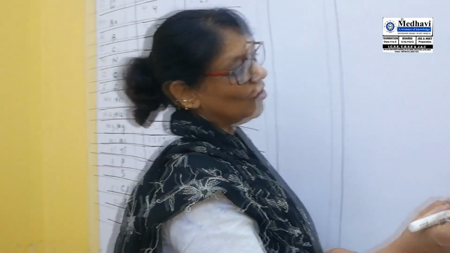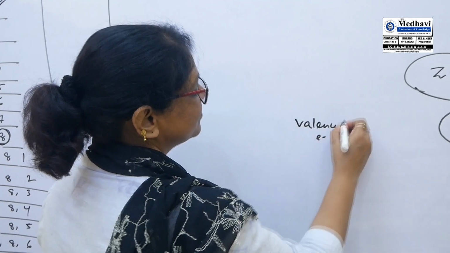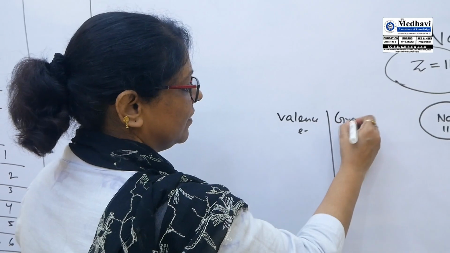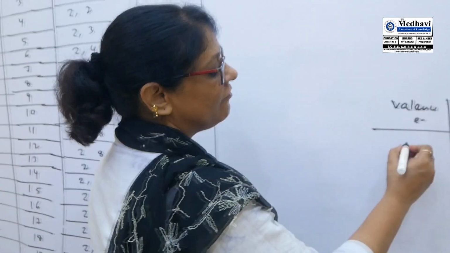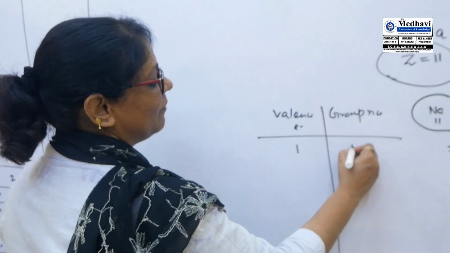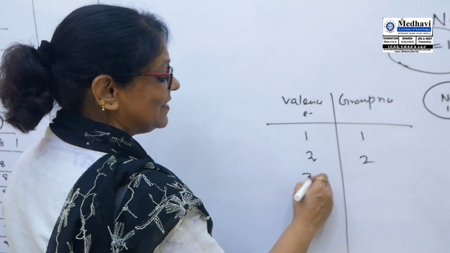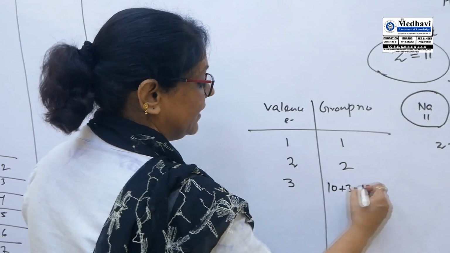Here, one trick I want to give you, this is important. Valence electron, that is used till standard 10, and group number. Group number I will discuss later when I teach you the periodic table. If valence electron is 1, group number is 1. If valence electron is 2, group number is 2. If valence electron is 3, then we add 10, so group number will become 13.